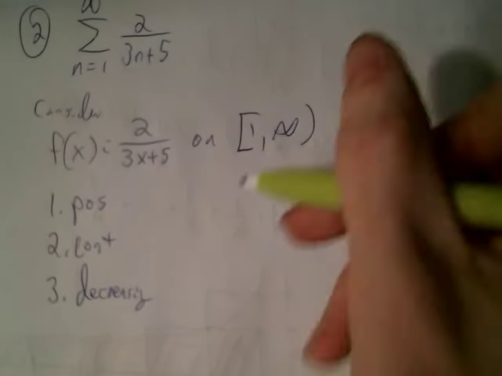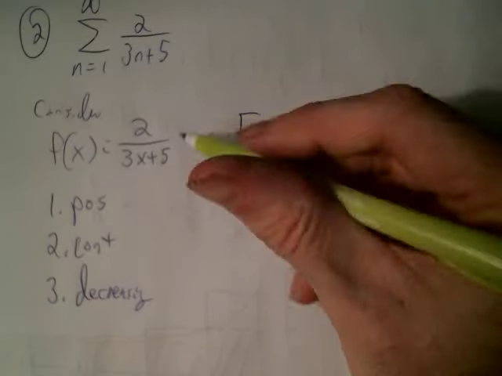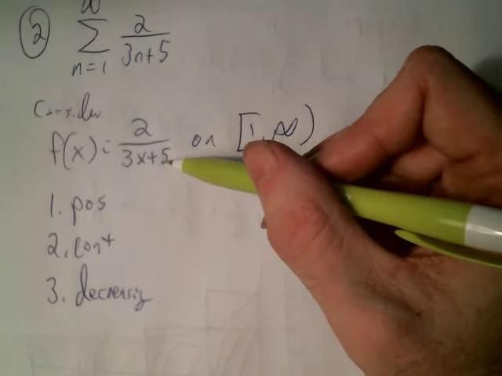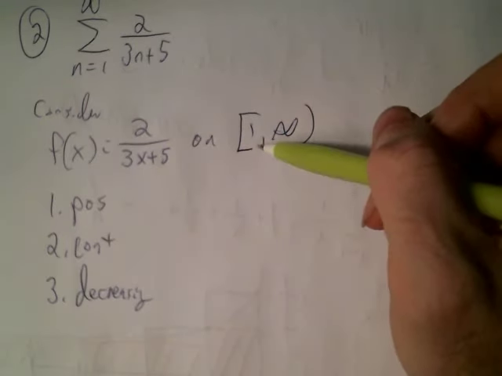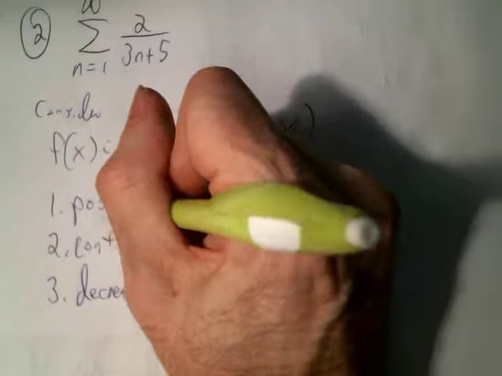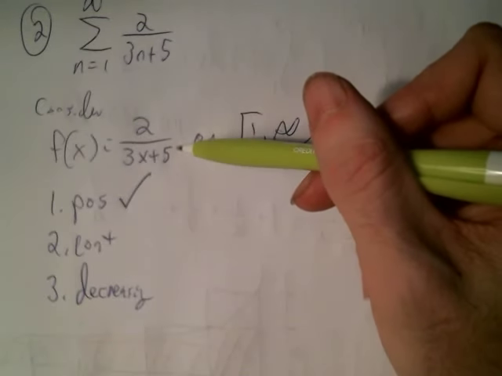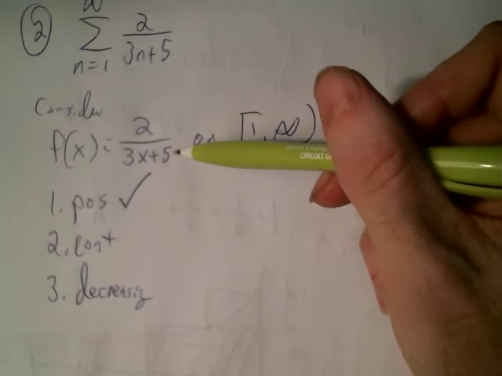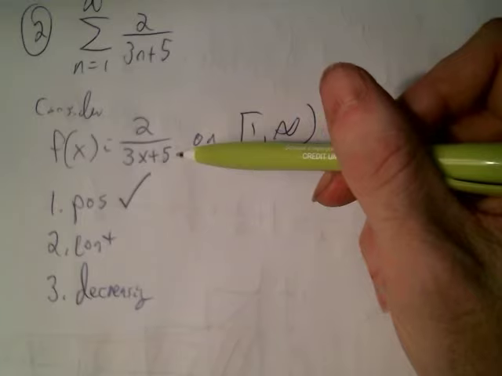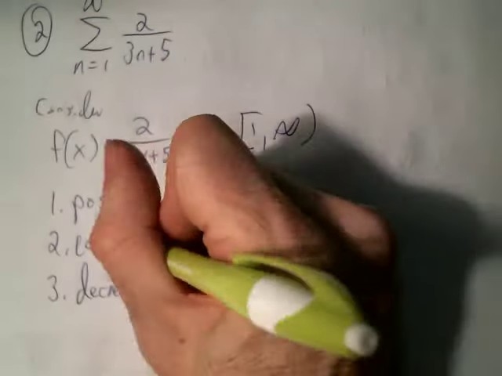On this interval, if x is greater than 1, we can build the fact that the 3x plus 5 will be greater than 1. Then you have a positive over a positive for all x in this interval, so therefore it will be positive. For continuity, rational functions are only discontinuous where the denominator is equal to 0. The denominator is equal to 0 at negative 5/3. That's not in this interval, so it's continuous everywhere else.